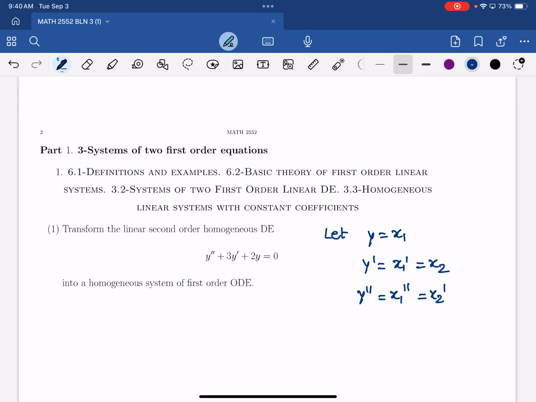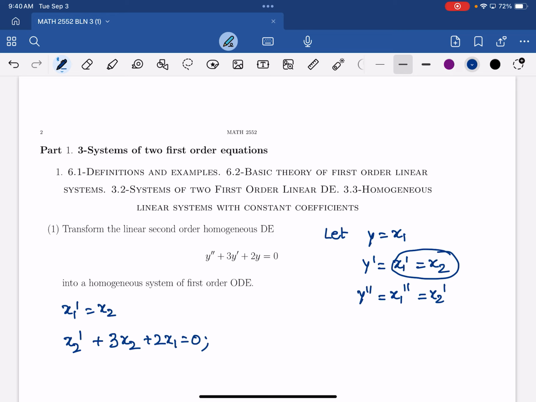So now I want to use this. The first one tells me that x1 prime is going to be x2, and y double prime is x2 prime. So I write that. Plus 3y prime, y prime is x2, so I write 3x2. 2y, y is x1, so plus 2x1 equals 0. Is that clear?